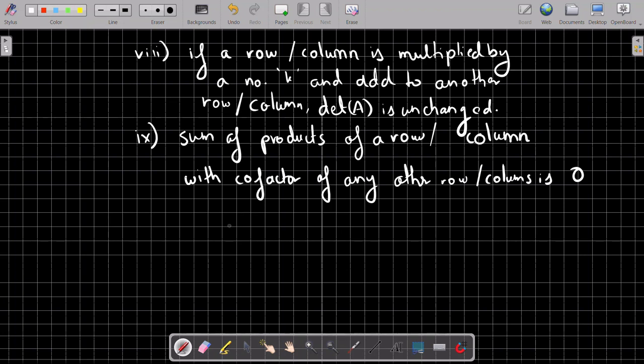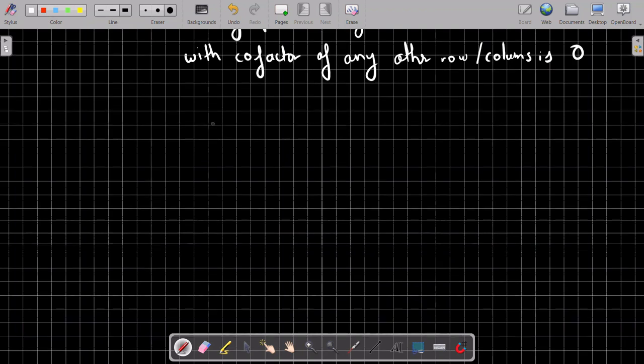So what does it mean? Basically I will show all of this on the same example matrix. We will do it practically, so you don't have to worry about it right now. So let's continue. Property number 10 says that the determinant of matrix A will always be equal to the determinant of matrix A's transpose. This is property number 10.